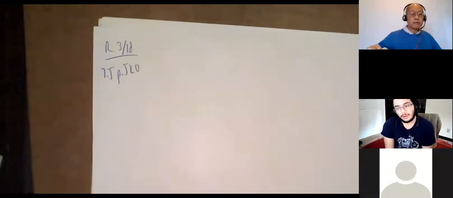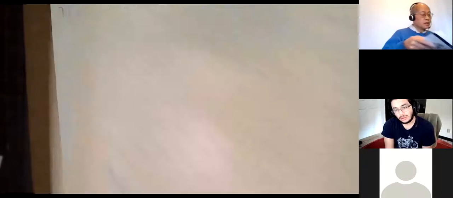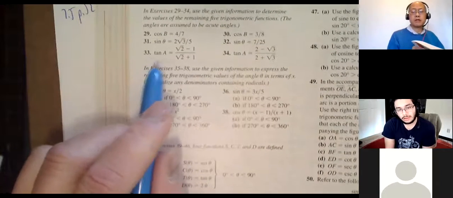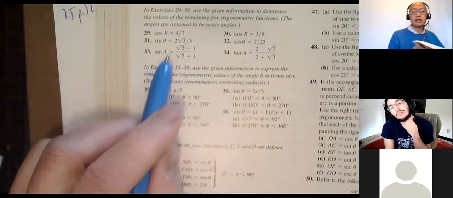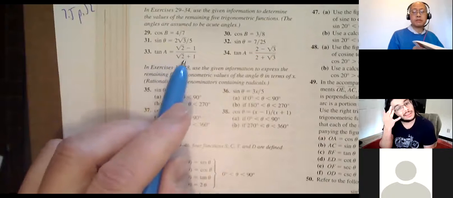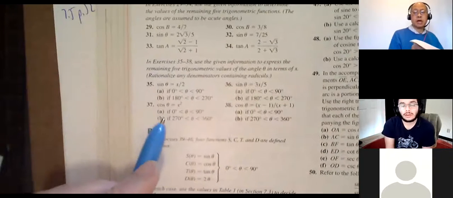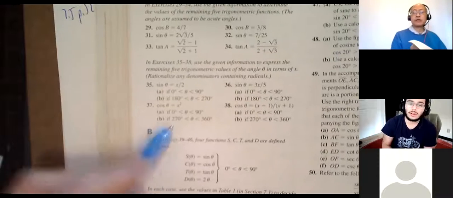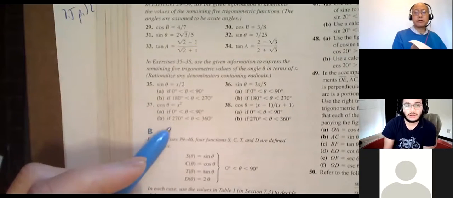Okay, so 7.5, page 520. Last time I did 29, I was going to do 33 for you. It's a little bit harder because of the numbers. Tangent A is radical 2 minus 1 over radical 2 plus 1. And then I was going to do 37, and then that's it. It should not take me that long. If you have questions prepared that you want to ask, have them ready.